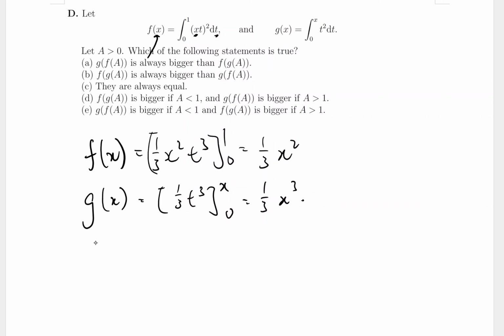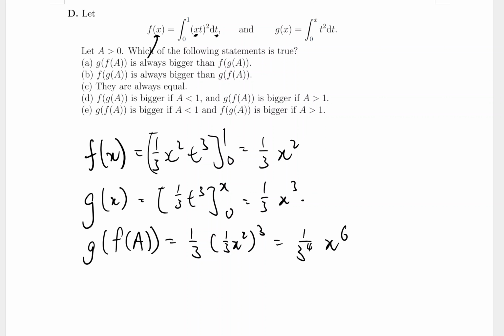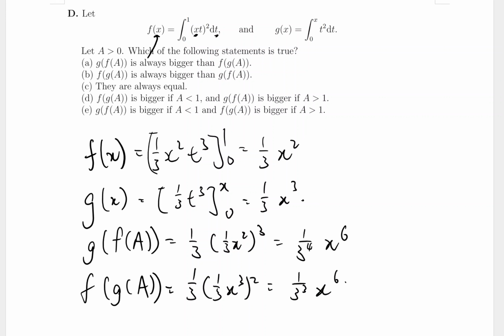Now let's do g of f. What is g of f? It is one third of x squared cubed, which is 1 on 3 to the 4, x to the 6, just by the laws of indices. Hopefully I didn't make a mistake there. And f of g is one third of one third x cubed squared, which is 1 on 3 to the 3, x to the 6.